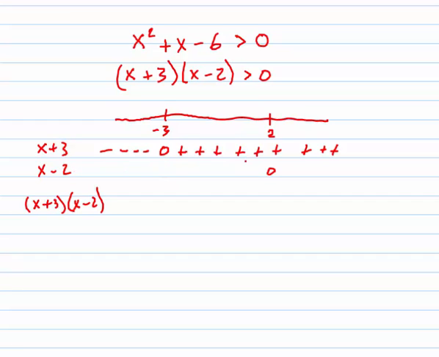This one, it's 0 at 2. But any point less than 2, it's going to be negative. And any point greater than 2 will be positive. If it's 5, 5 minus 2 is 3, it's positive.